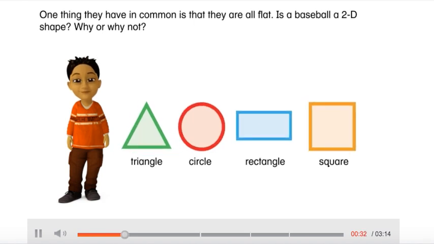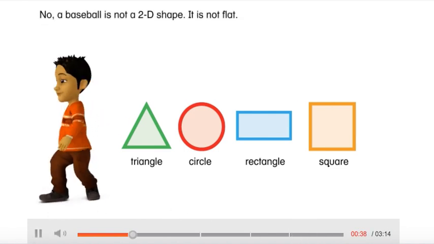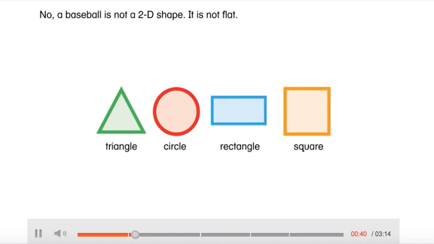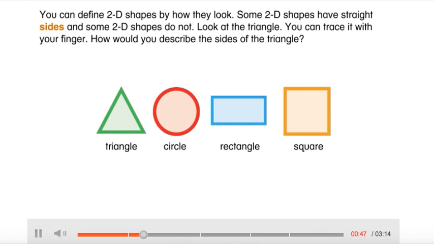Is a baseball a 2D shape? Why or why not? No, a baseball is not a 2D shape. It is not flat. You can define 2D shapes by how they look.